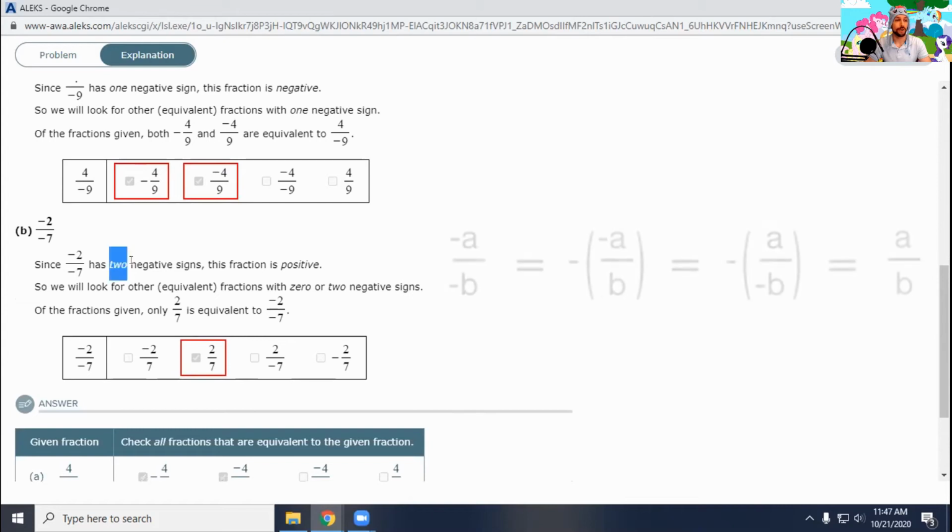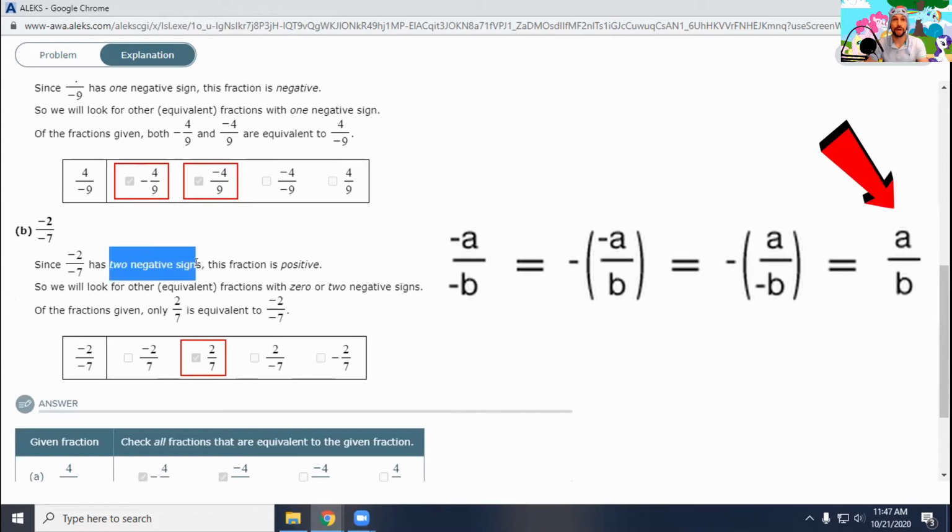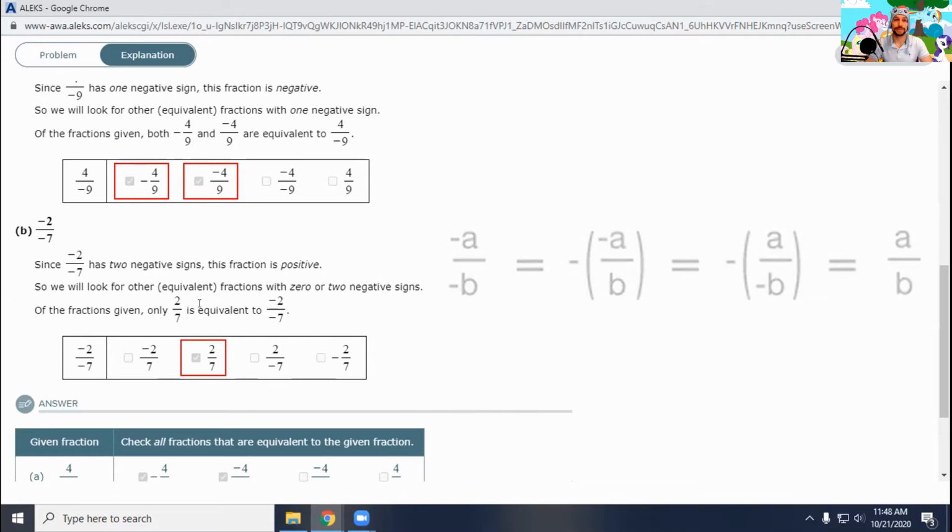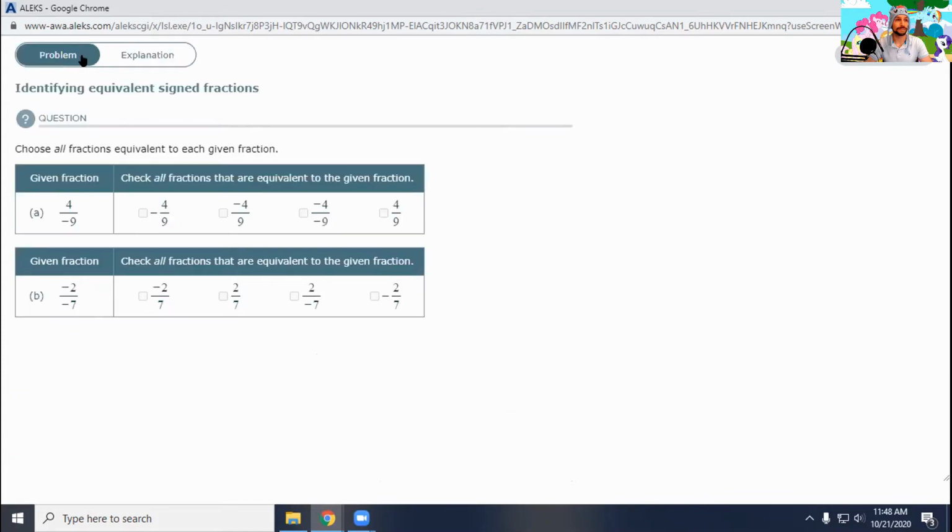And then if there are two negative signs, the whole fraction is positive. Again, it doesn't matter where they are. They could be numerator, denominator, in front of the fraction numerator, in front of the fraction denominator. If there are two, or of course zero negative signs, the fraction is positive. So let's go back knowing that and work on our problem.